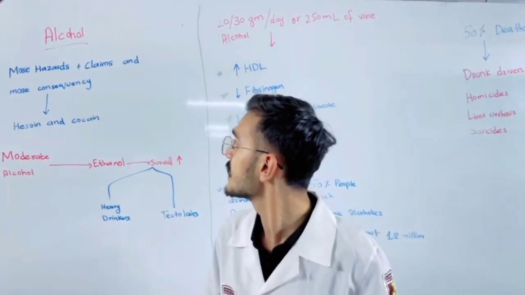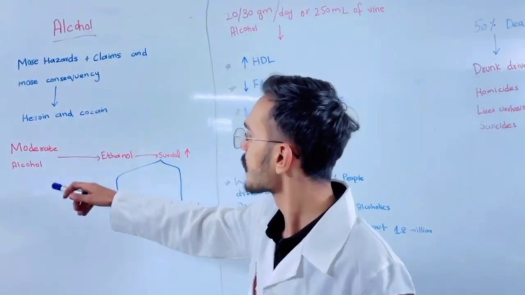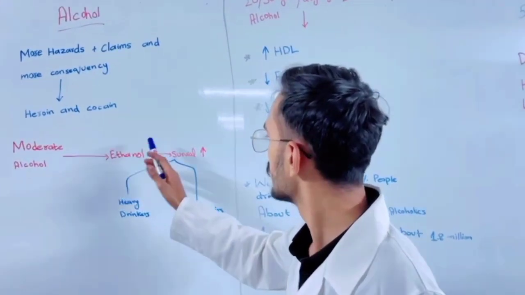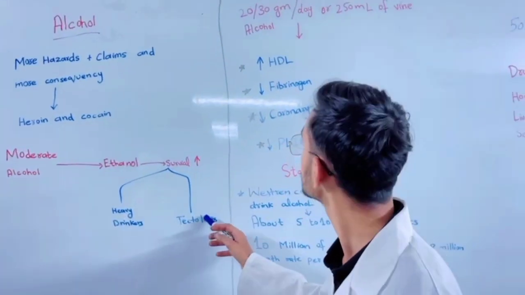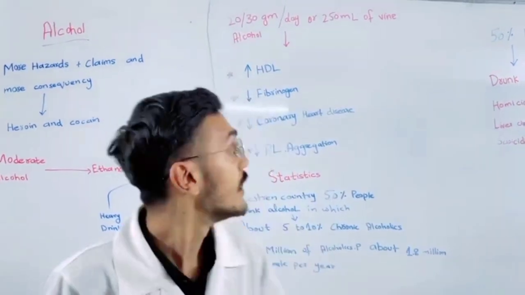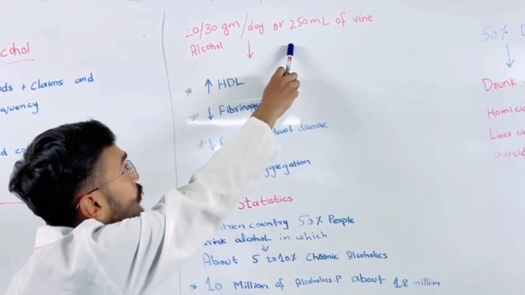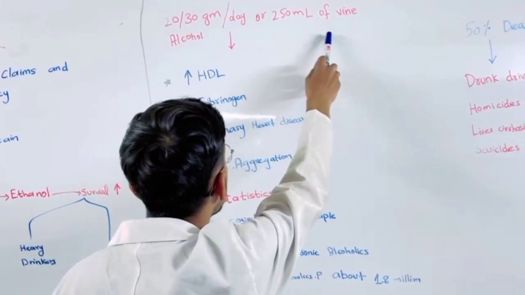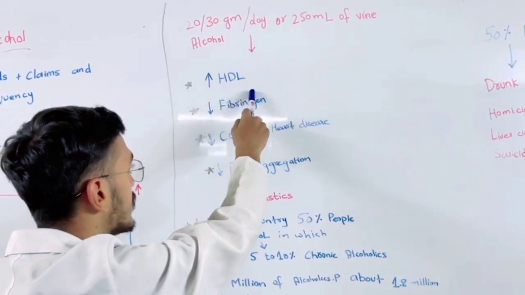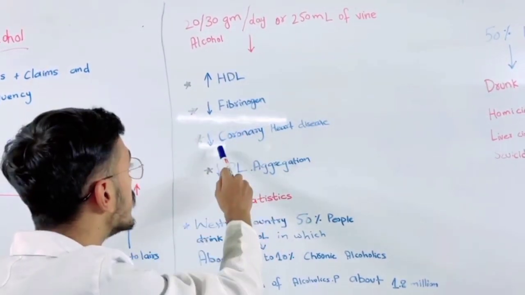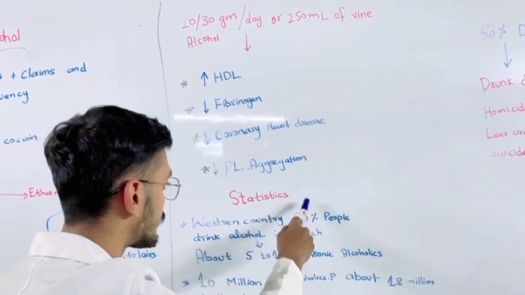Alcohol is more hazardous and claims more deaths than heroin and cocaine. Moderate alcohol ethanol intake increases survival compared to heavy drinkers and teetotalers. And 20 to 30 grams of alcohol per day, or 20 to 50 ml of wine, is a reason for an increase in HDL, decrease in fibrosis, decrease in coronary heart disease, and decrease in platelet aggregation.